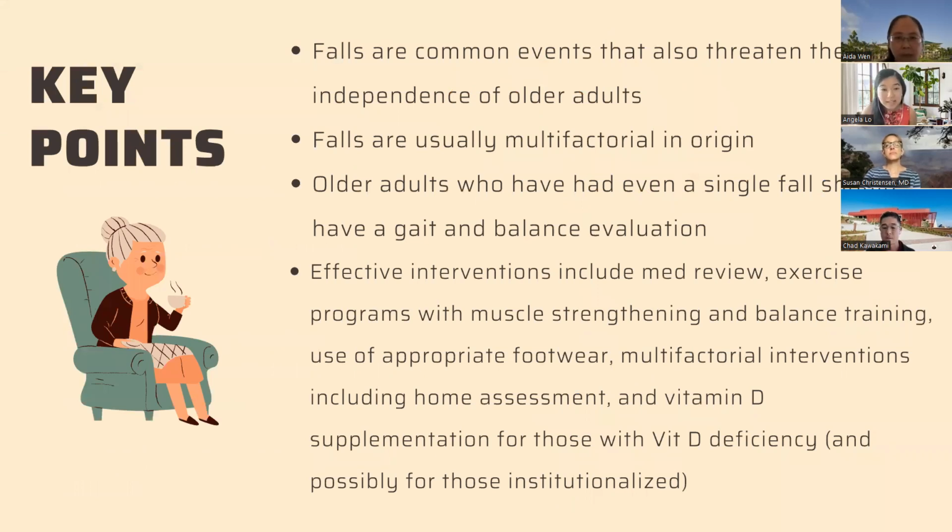So some key points: falls are common events that also threaten the independence of older adults. Falls are usually multifactorial in origin. Older adults who have had even a single fall should have a gait and balance evaluation. And effective interventions include medication review, exercise programs with muscle strengthening and balance training, use of appropriate footwear, multifactorial interventions like home assessment, and vitamin D supplementation for those with vitamin D deficiency, and possibly for those who are institutionalized.